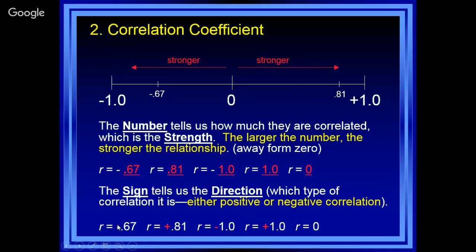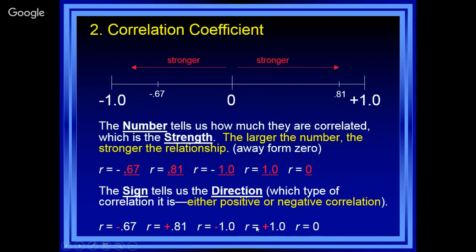It's the negative sign that tells us the direction, that it is a negative correlation, meaning as the values of one variable go up, temperature outside, the values of the other variable go down, hot coffee sales. Here, it's a positive sign, so it tells us that these two variables are positively correlated, meaning as values of one go up, the other one also goes up. As one goes down, the other one also goes down. That's what that sign tells us.